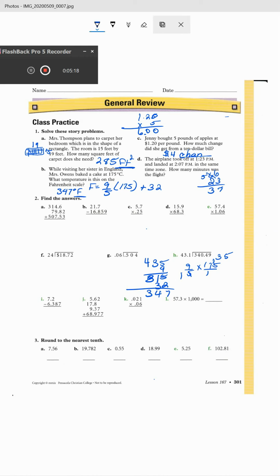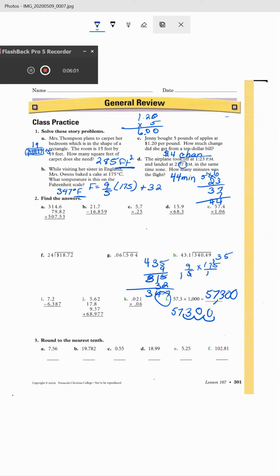So to get from 1 o'clock to 2 o'clock p.m., you have 37 minutes. And then at 2 o'clock, there's another 7 minutes. So let's add that 7 minutes. And I get a 44-minute flight. What about you? Middle part's pretty easy. Notice on a L here, 57.3 times 1,000. Okay, 1,000 has 3 zeros. So I move this over once. Now it's at the end, but I need to add 2 more. So it's 57300.